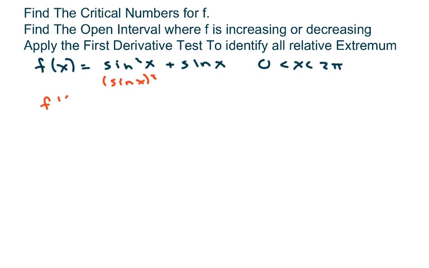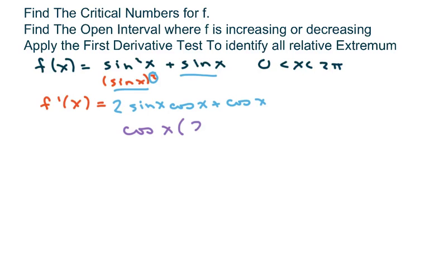So I'll take the derivative of my function and I'm going to use the chain rule. That's going to be 2 sine of x times the derivative of my inner function, which is cosine of x. And then plus our derivative of sine, which is cosine. Now we have to find the critical numbers, so I'm going to factor out a cosine, and that's going to give you cosine of x times 2 sine of x plus 1 equals 0.